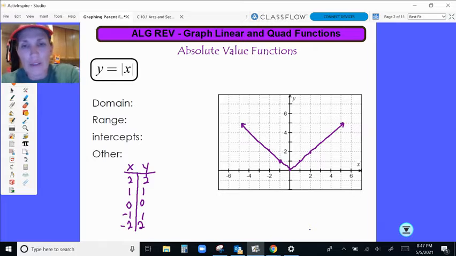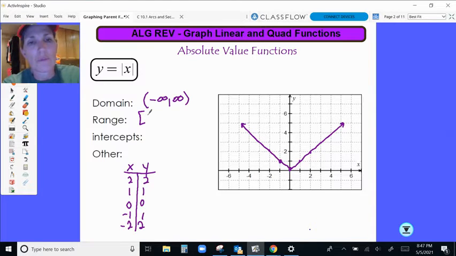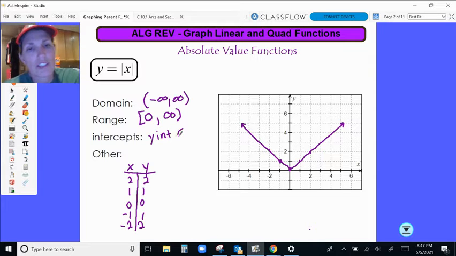My domain, if I'm looking at my graph, it's going to go left to right forever because the arrows go forever. So I'm going to go from negative infinity to infinity. My range does not go down forever, right? It stops right here, okay? So my range on the lower part is going to be at 0, and I'm going to put a bracket there because it includes the number 0, okay? And then it's going to go on up to infinity. And of course, you put an open parenthesis there because it does not include the number infinity because there's no such thing. Okay. My y-intercept again is all I'm concerned with, at 0, 0. Okay. And we're good to go.